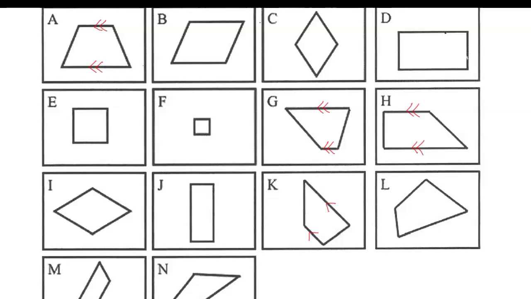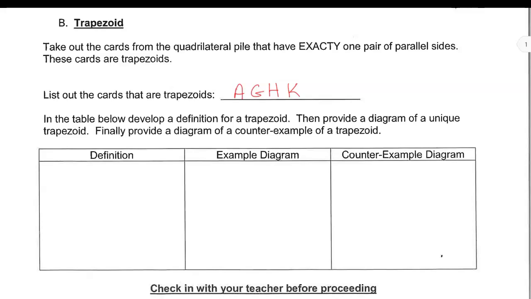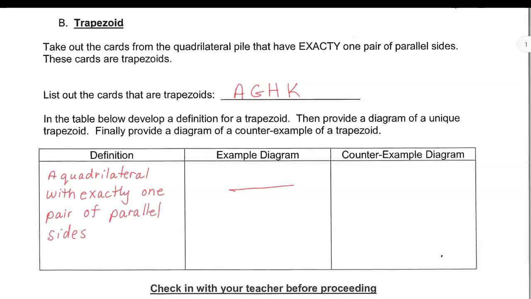So on your note paper, list the cards that are trapezoids. That would be A, G, H, and K. The definition of a trapezoid is a quadrilateral with exactly 1 pair of parallel sides. Go ahead and provide a diagram.